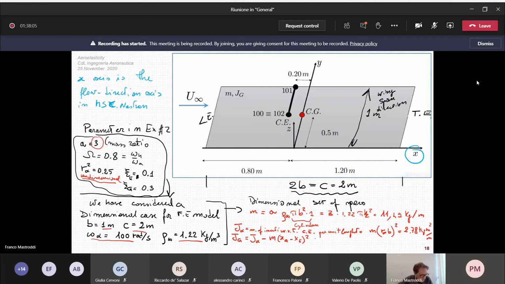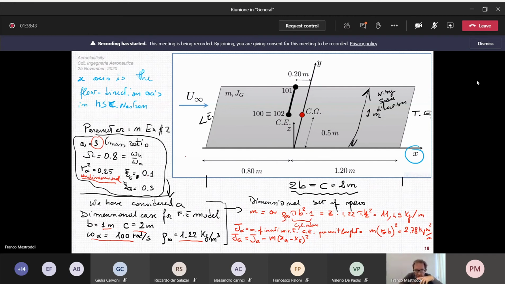If you do this, let me show you the geometric offset of our problem. In the original exercise number 2, we have C equal 0.1. 0.1 for xe means that the distance between the elastic center and the origin of this axis, which is on the 1/4 chord, is 0.1 b, but b is 1 meter, so 0.1 meter.